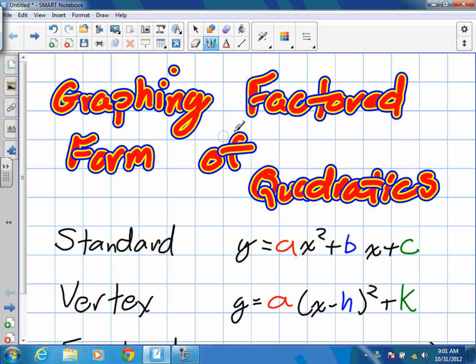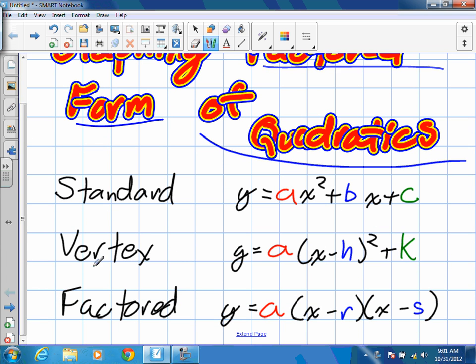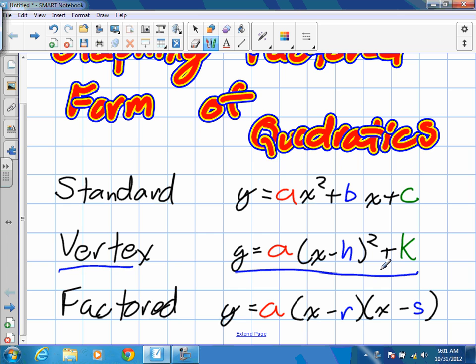Over graphing the factored form of a quadratic. Okay, so in our last lesson we went over graphing translations, and that was specifically in vertex form. In vertex form, it's quite easy to graph this. We know the vertex being our h and k value, and then we kind of just draw the parabola from there.